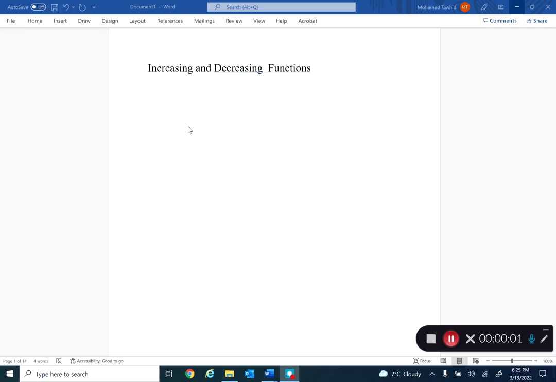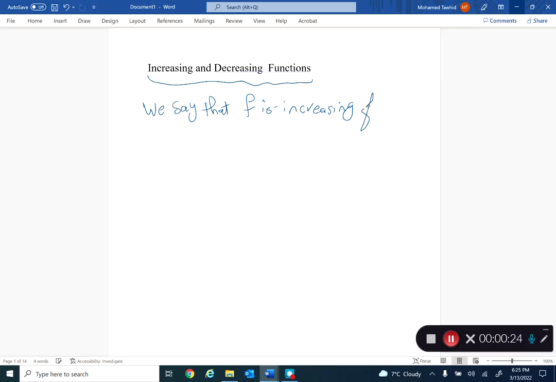So today we are going to cover increasing and decreasing functions. Let me write the definition. We say that f is increasing. Our f here is an increasing function.